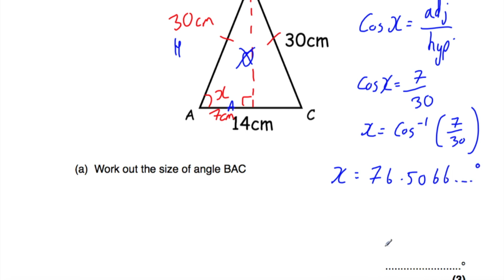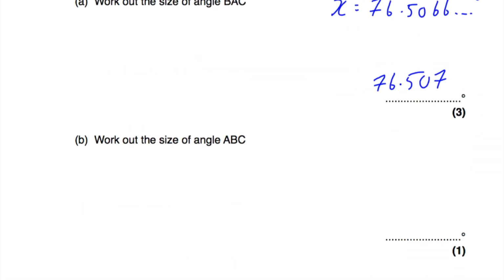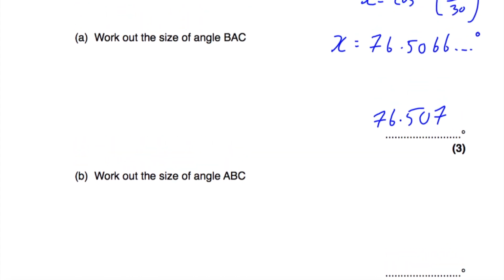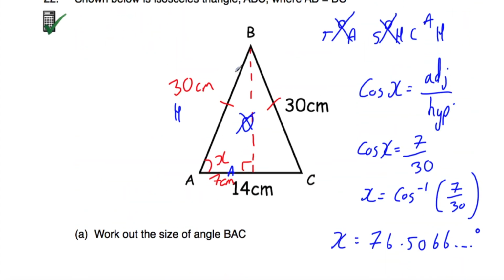And let's just round our answer to 3 decimal places. So that'll be 76.507 degrees to 3 decimal places. Okay, let's have a look at part B. Part B says calculate the size of angle ABC. So we want to find the size of angle ABC.